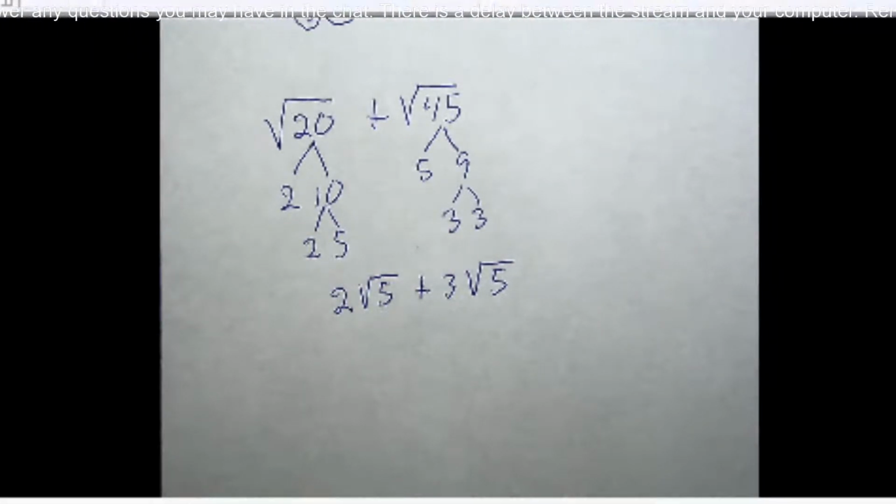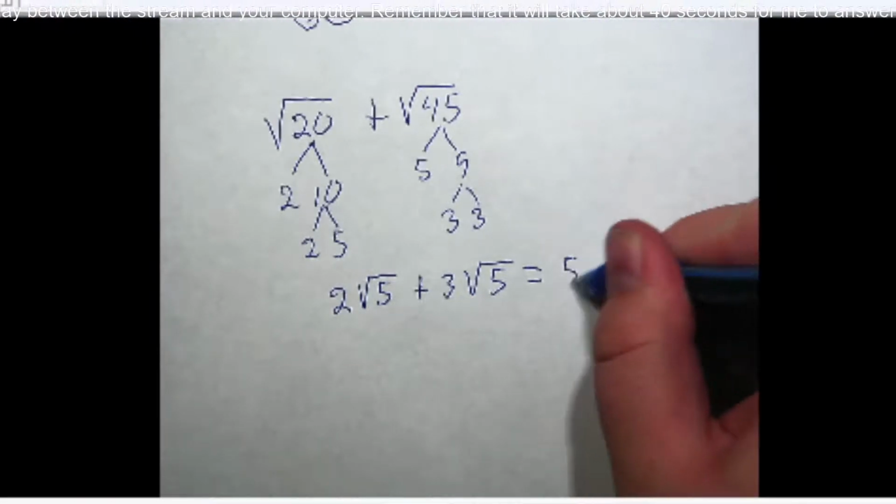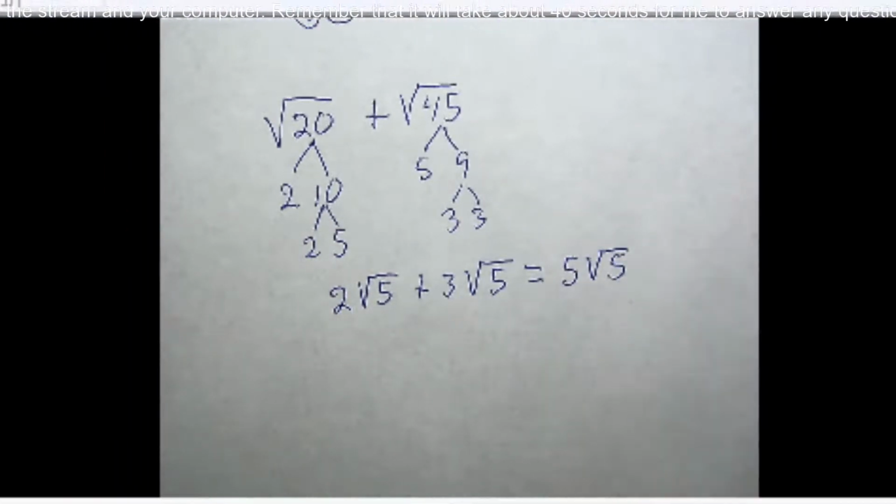So now we have 2 square roots of 5 plus 3 square roots of 5. We have like terms. So how many square roots of 5 do we have altogether? 5 of them. Because of course 2 plus 3 is 5. Excellent.